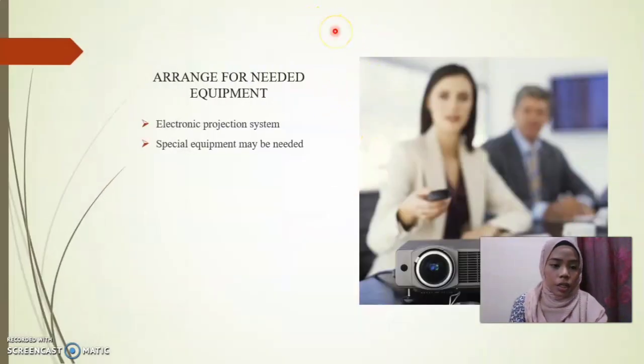Arrange for needed equipment. Many times, the purpose of the meeting will determine the kind of equipment that will be needed. Rooms may be equipped with electronic projection systems, but video conferencing equipment may be required. Special equipment may be needed if the information will be broadcast at an off-site location.